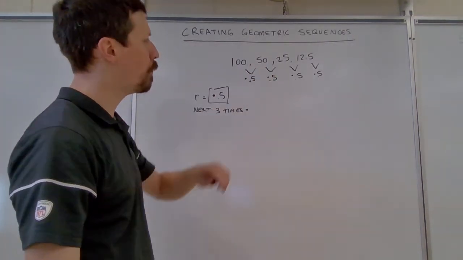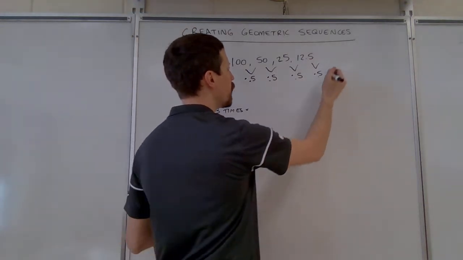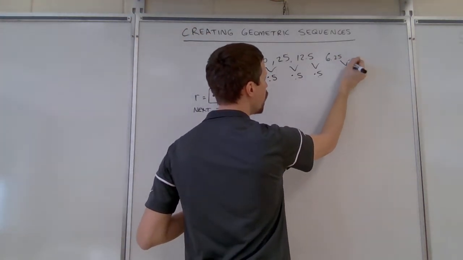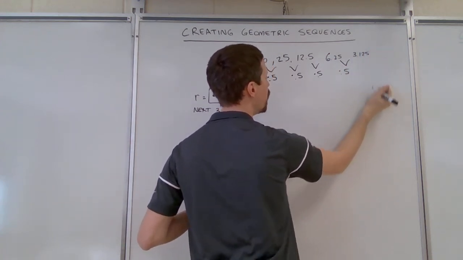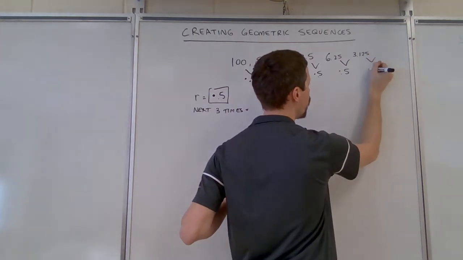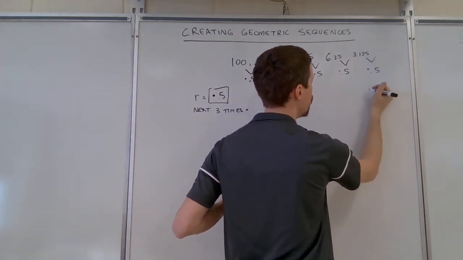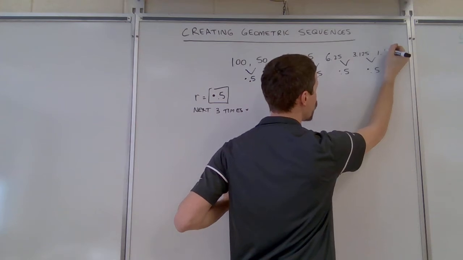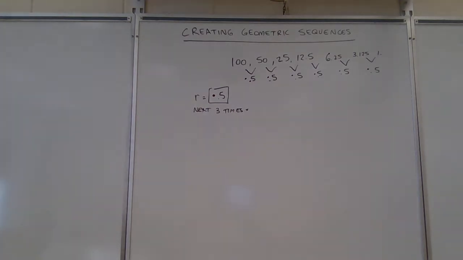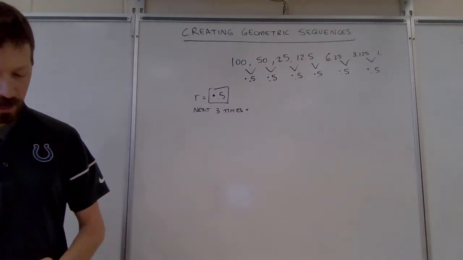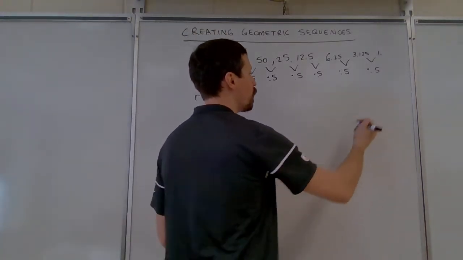Okay, so 12.5 times 1/2, well, that's going to give me 6.25. 6.25 times 1/2, that's going to give me 3.125. And then 3.125 times 1/2. Oh dear. Let's see. I need a calculator. All right, so let's do 3.125 times 1/2. Yeah, 1.5625.